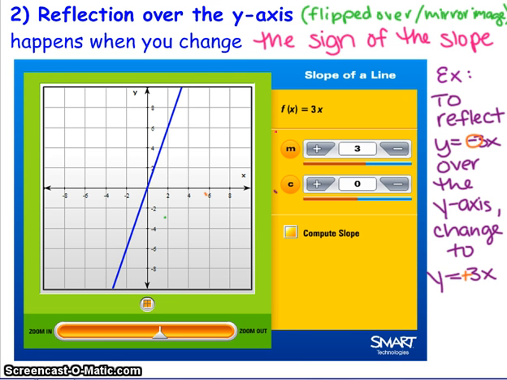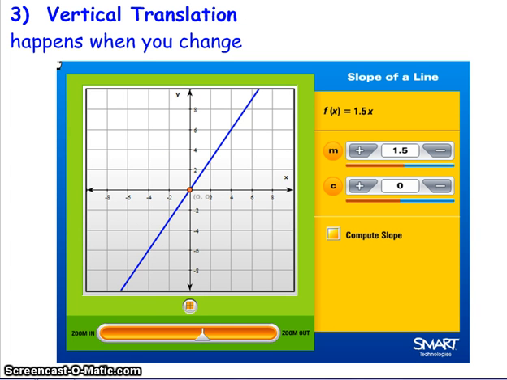Now for our third and final transformation, we're going to be talking about vertical translations. And vertical translations are going to happen when we change the y-intercept. We haven't looked yet at any y-intercept changes.